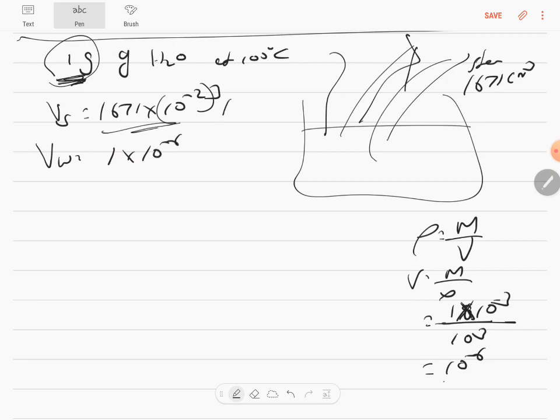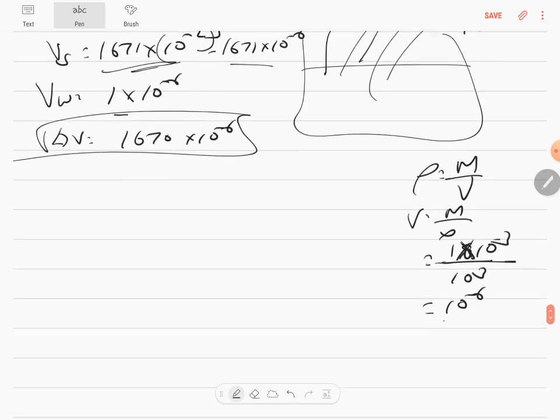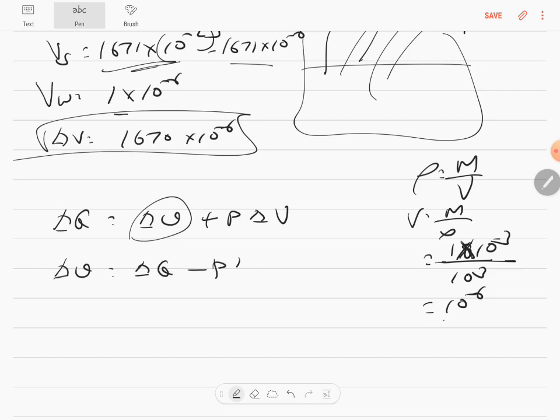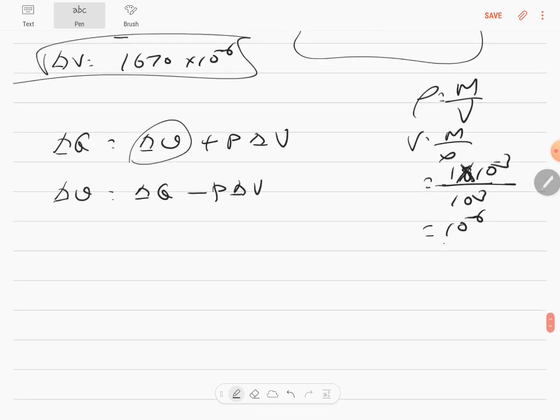The steam volume is 1671 into 10 to the power minus 6. So you can find the change in volume, which is the subtraction 1671 minus 1, which will be 1670 into 10 to the power minus 6. You found the delta V. Because the whole question will be to find the internal energy of the system. Like the first law, delta Q is equal to delta U plus P into delta V. The internal energy therefore is delta Q minus P into delta V. This is the internal energy. That's what they're asking you to calculate.